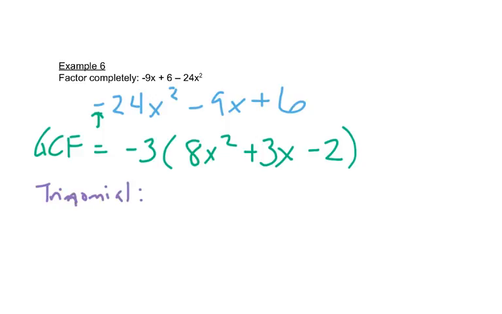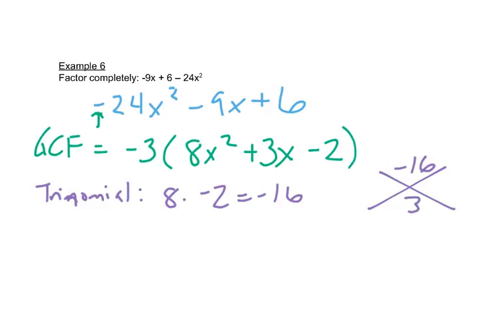inside. So we take a times c, which is -16. That tells me I need a -16 to multiply and adding to get a positive 3. So 16 can be 1 times 16, 2 times 8, and 4 times 4. If I need a negative number, I need one of those to be negative. But I'm trying to get a positive addition, so I need my smaller number to be negative.